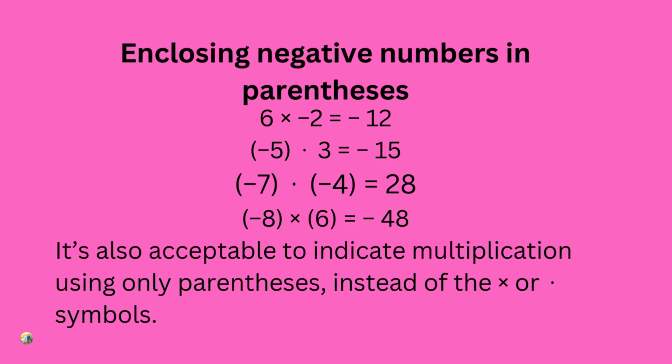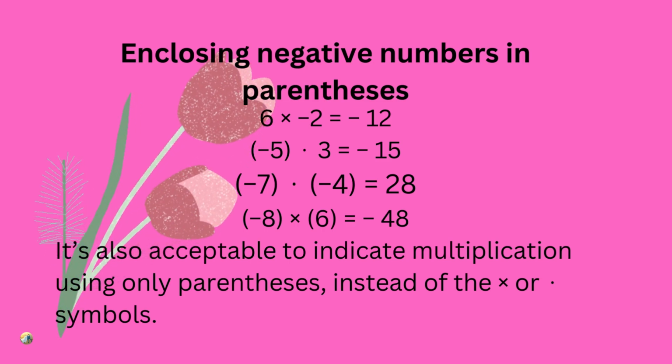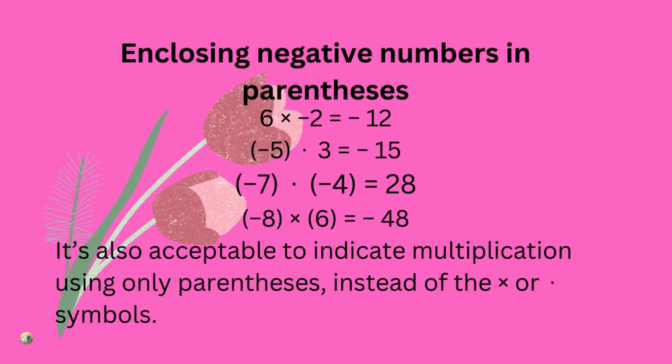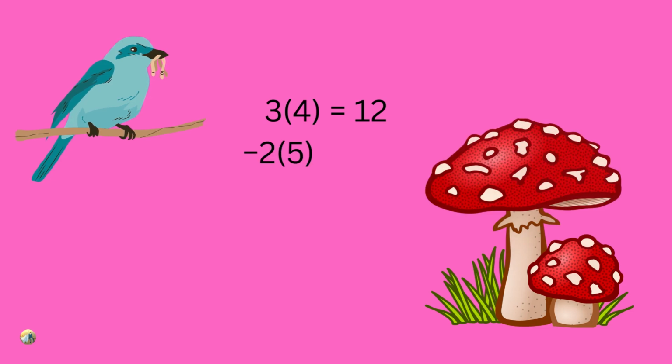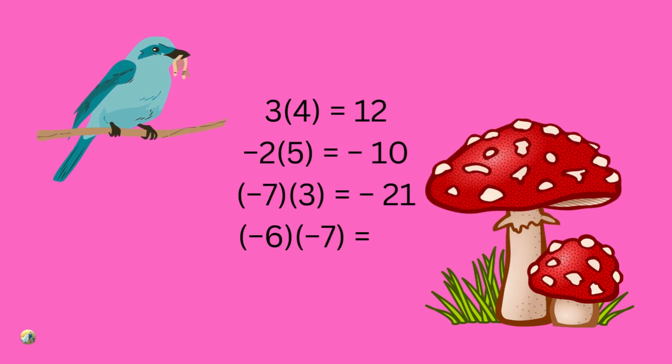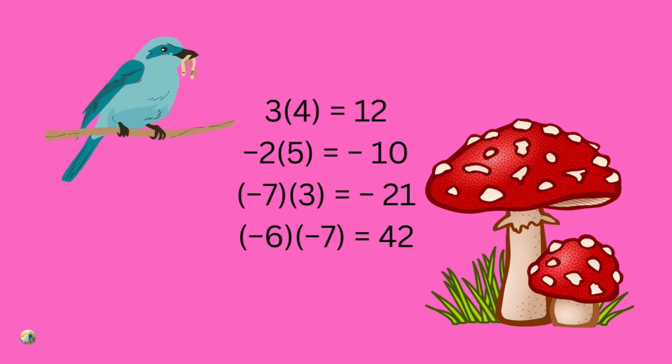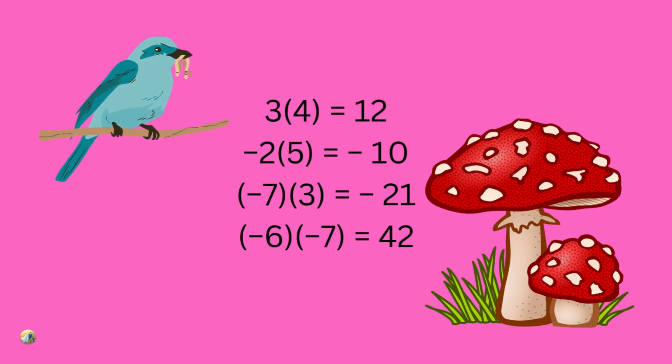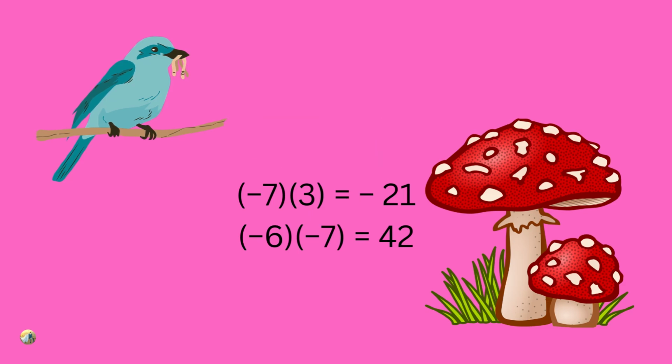It's also acceptable to indicate multiplication using only parentheses instead of the cross or the dot symbol. We can put just one number in parentheses or both numbers in parentheses. All of these express multiplication. Here we have four examples. We will see that in the first example we put one number in parentheses and one not in parentheses, and in the third and the fourth examples we put both of these elements in parentheses.